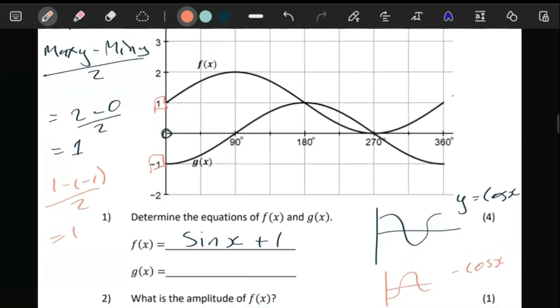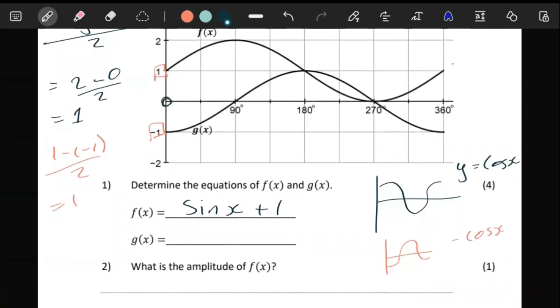And then we said this graph has not been moved up or down, because the standard graph will go all the way to +1 and all the way down to -1, which is what this is doing. You see, it's going all the way to +1, all the way to -1, and it's flipped over. The equation is going to be negative cos x, just negative cos x.